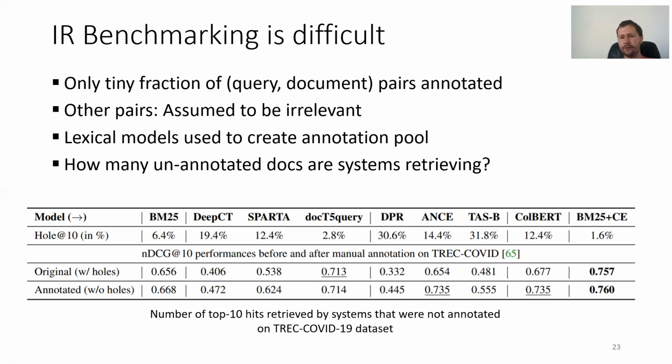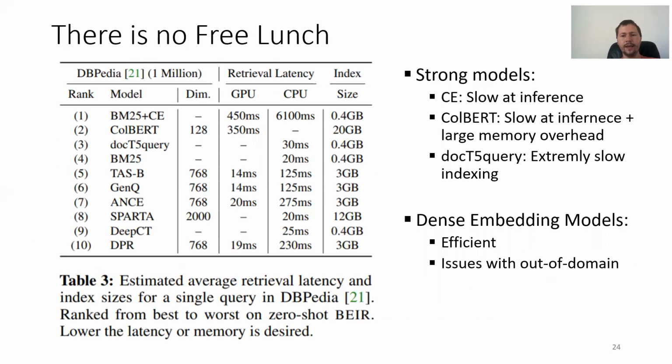A lot of old benchmarks just used lexical models for the annotation pool because these were the primary information retrieval models available at that time. But now we have a lot of embedding models which have different properties and retrieve different hits, which are not found by the lexical models, but they suffer from the fact that these hits have not been annotated and are assumed to be irrelevant. So sadly, there's no free lunch.